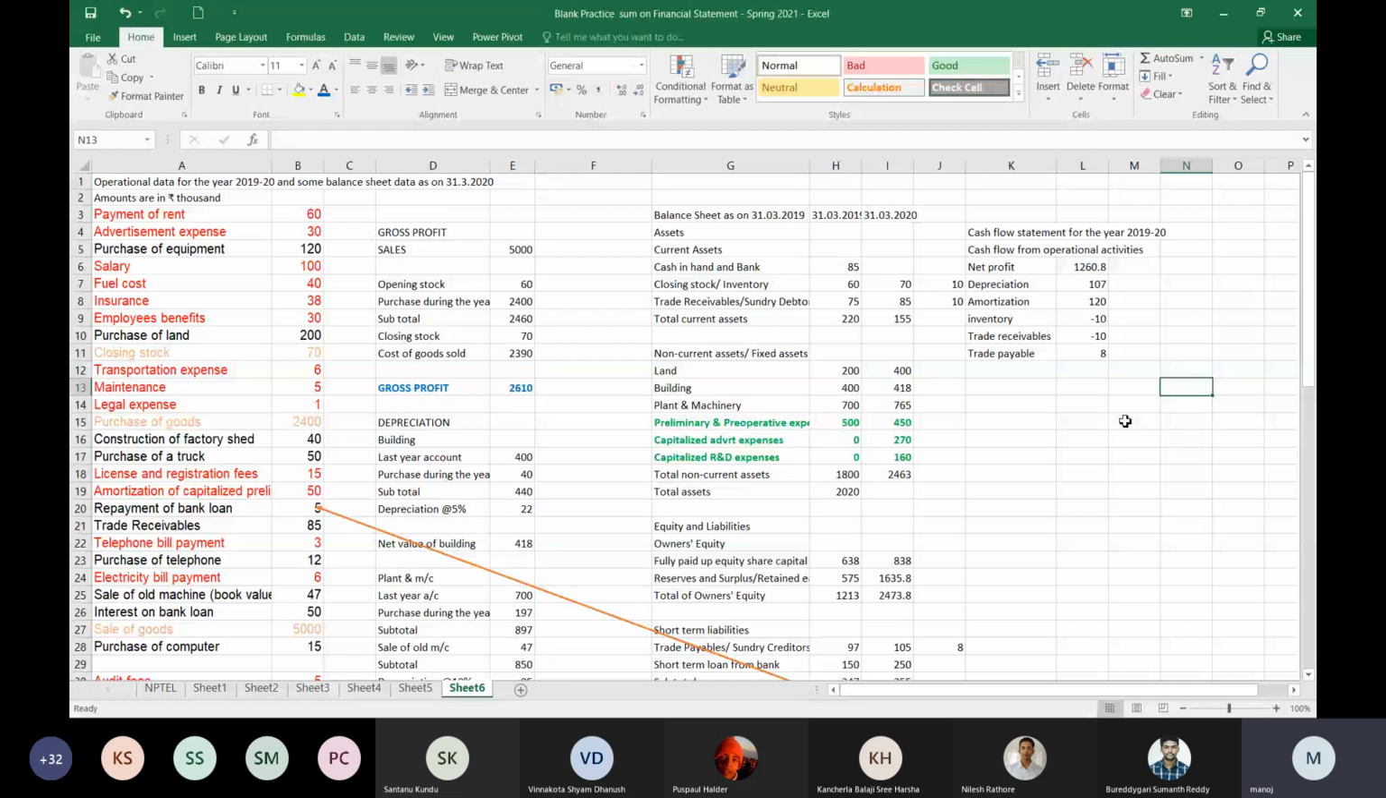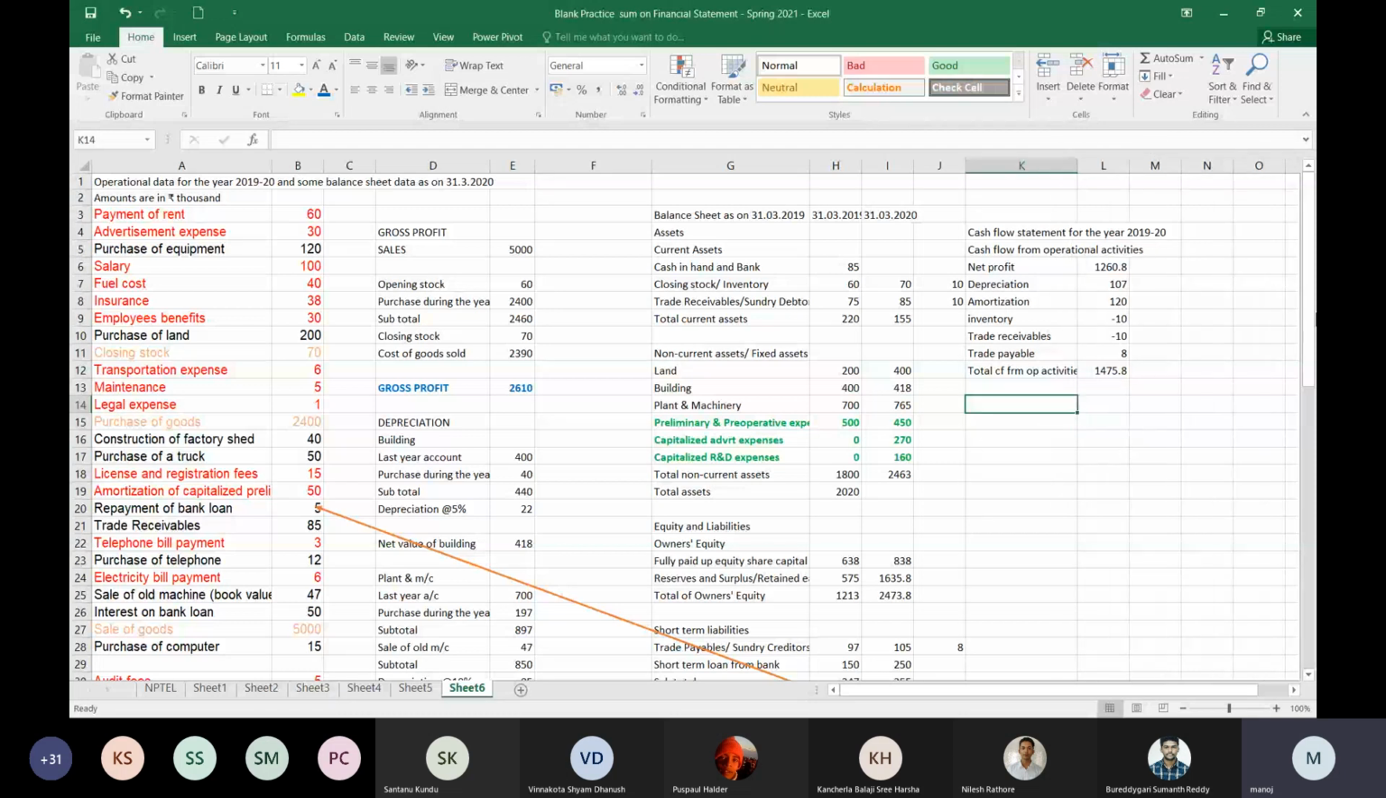Okay. These are the total operational cash flow. You just have to remember there's no formula. So you make a subtotal of this. This is the total cash flow from operating activities. Okay. So one part is done.